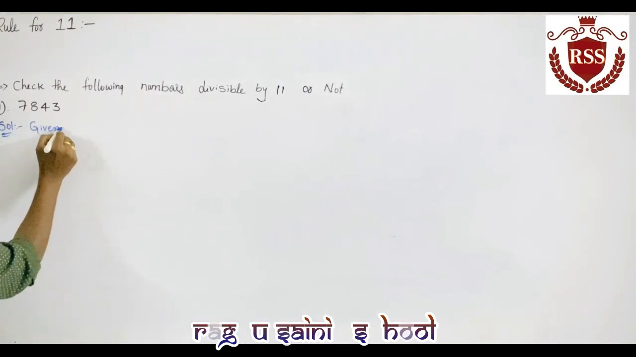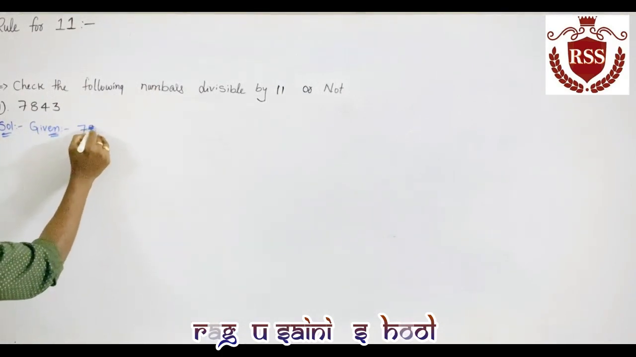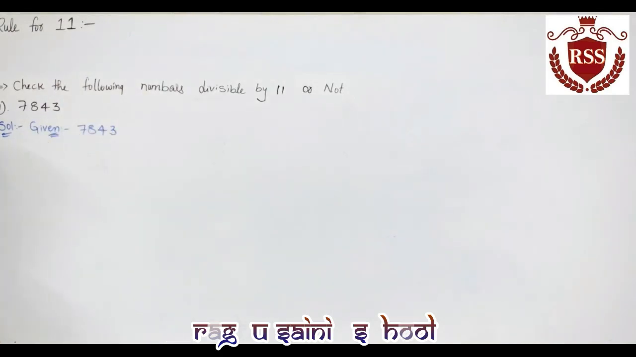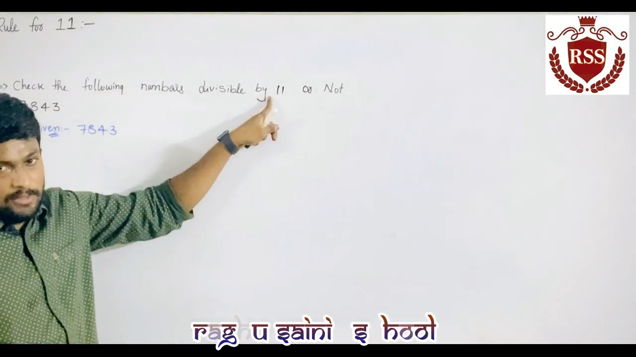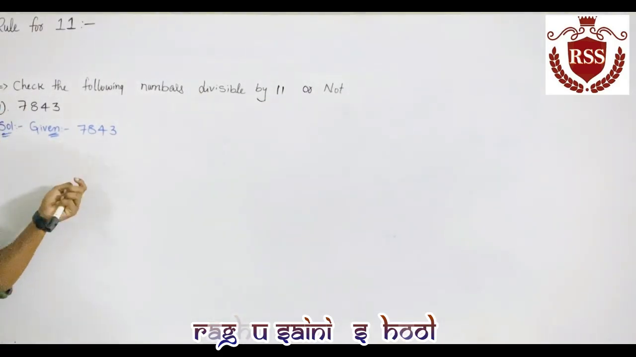The given number is 7843. What we need to do here is check whether the number 7843 is divisible by 11 or not. In that, we have a process.